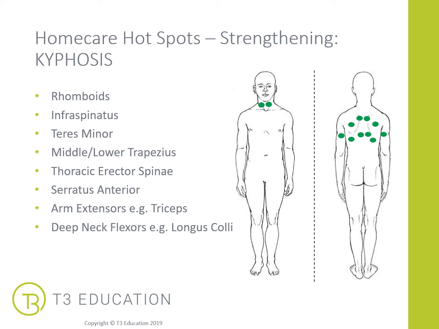Serratus anterior. Again, if someone has that winging of the shoulder blade, a lack of scapular control, strengthening that serratus anterior brings that scapula back onto the ribs and gets it functioning better. If they have those short biceps, those bent arms, then doing some work on the triceps to open them up can be really useful. And getting that head in a better position, let's look at those deep neck flexors, longus colli, all of those muscles.